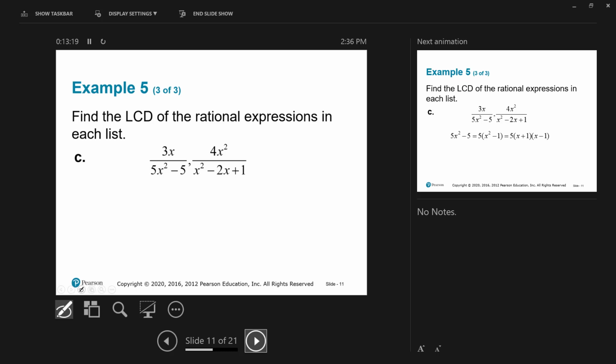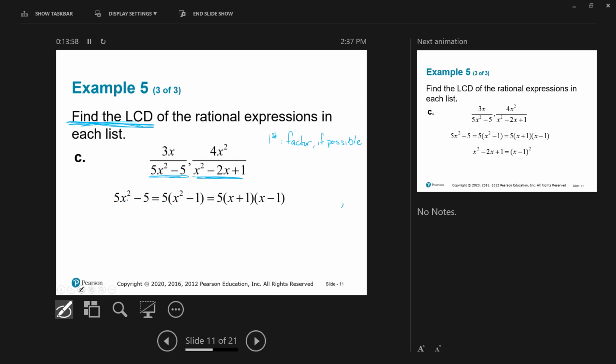Okay, one more example. Again, we're finding the lowest common denominator. Here's my first denominator, here's my second denominator. What's my first step? That's right, first thing you're going to need to do is factor. By the way, that's always an if possible, because sometimes it's not possible to factor these denominators. Okay, now, hopefully you can factor them. You agree with their factoring, all right?